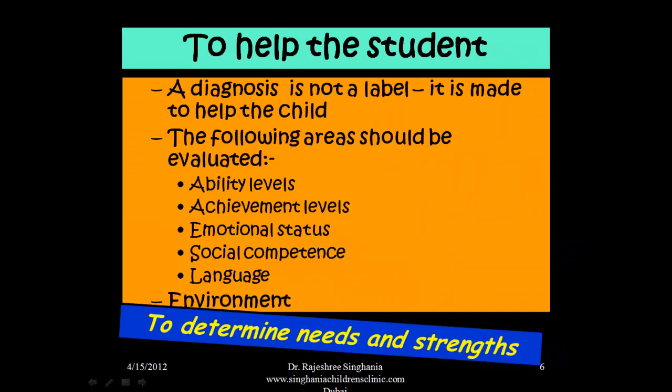So when you do an assessment, you want to help the student. It's not a label, but it's looking for the strong points as well as to determine the needs. And the assessment would include ability levels like intellectual ability, achievement levels in academics, language, social competence, emotional status, and the child's environment.